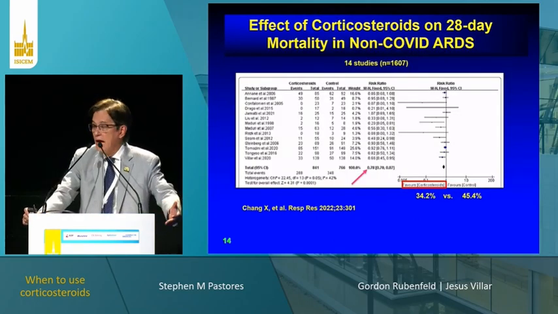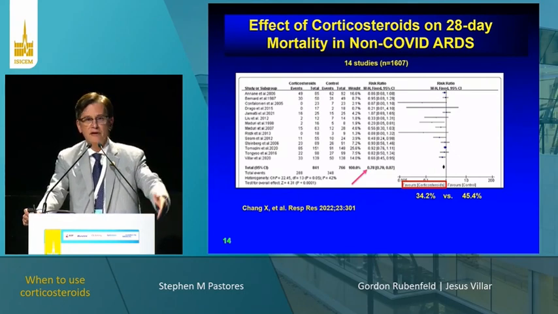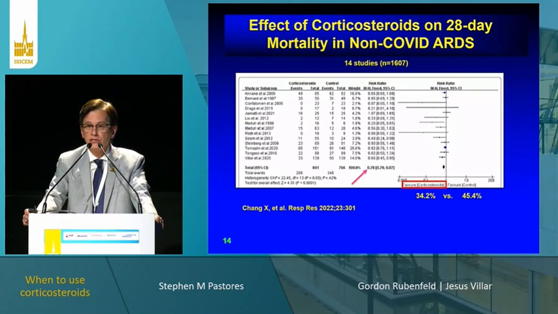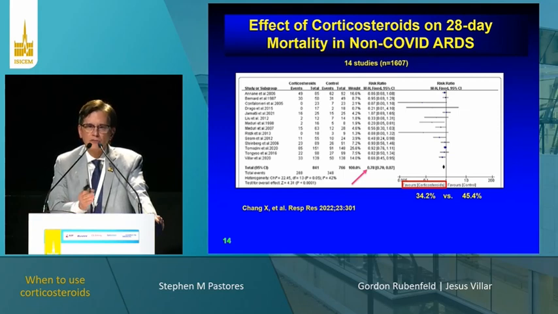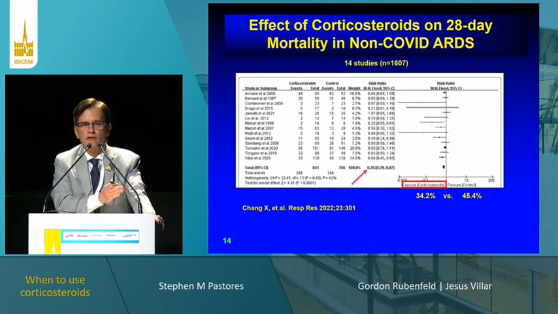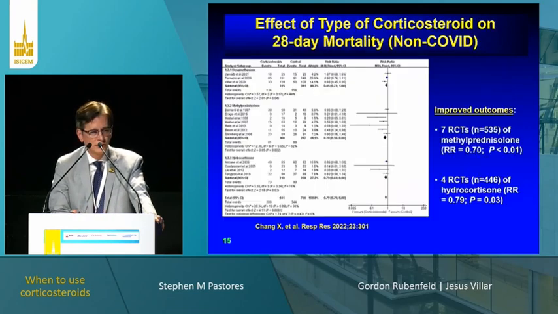I tried to look for a systematic review and meta-analysis before I came to this Congress, and I found this in BMC Respiratory Research, just published, I think, in November of last year, that pulled 14 RCTs involving about 1,600 patients. And as you can see, the mortality difference they found was 34.2% in the steroid arm versus 45.4%. Again, you can see the forest plot favoring the arm of corticosteroids.